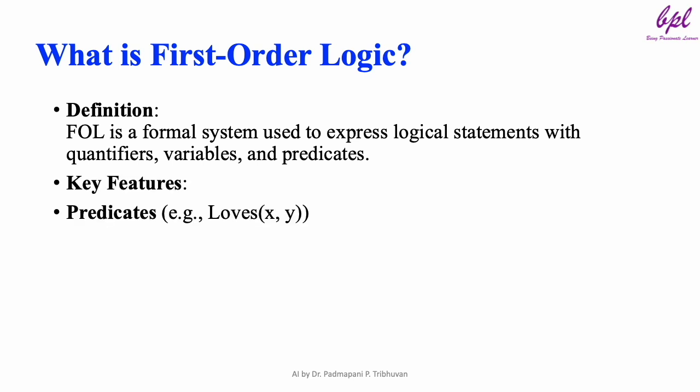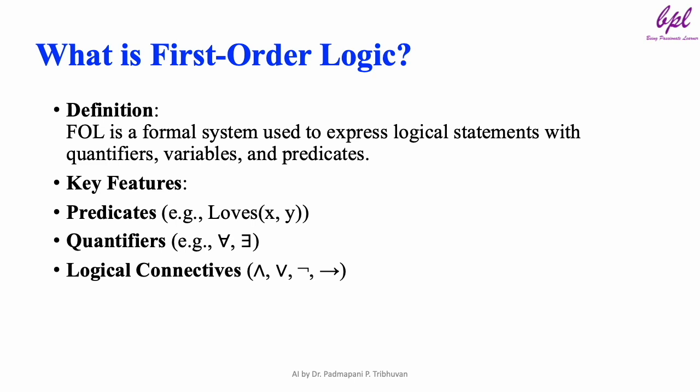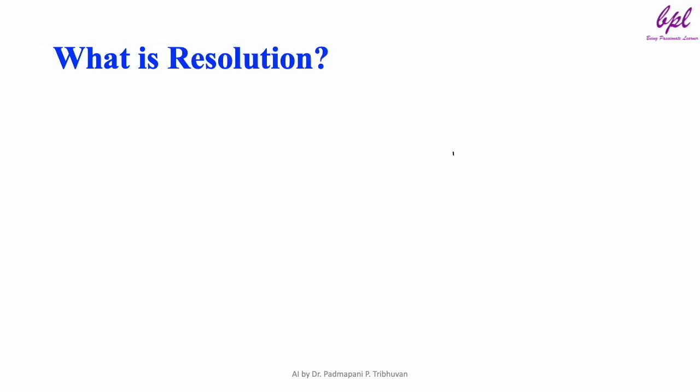Predicates. These describe relationships between objects. For example, loves x, y means x loves y. So loves is a predicate here. Quantifier. This allows us to make statements about groups of objects. Logical connectives. Logical connectives include and, or, not, implies. Domain of discourse. This defines the set of objects we are reasoning about, for example, people, numbers, or items in a knowledge base.